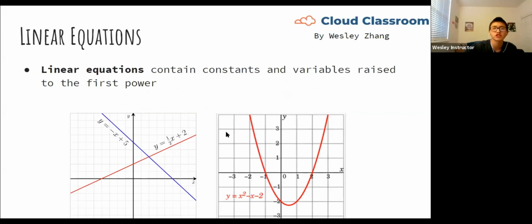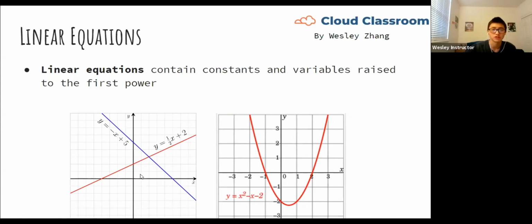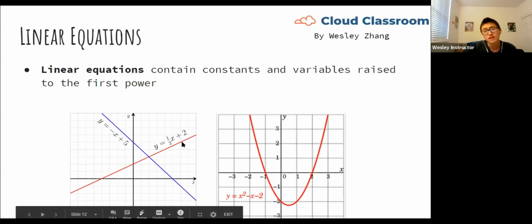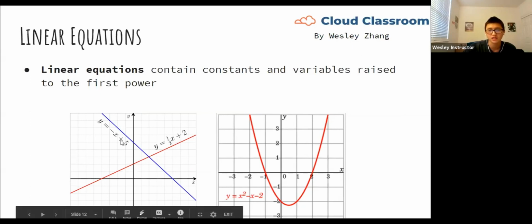All right, linear equations contain constants and variables raised to the first power. They're called linear equations because when you graph them, on what is called a Cartesian plane, or just a graph, we see lines, hence the name linear. For equations that only have constants and a variable to the first power, you will always get a line. That's why they're called linear equations.